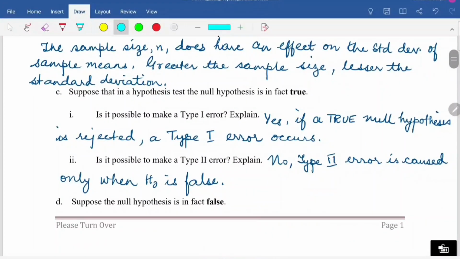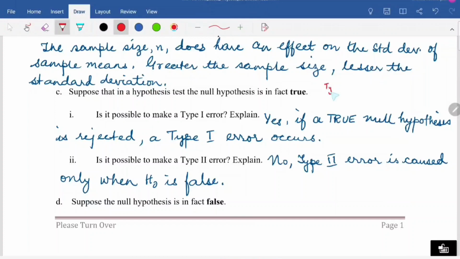All right, so part C is a question on hypothesis testing and the error types that we learned about. It says, suppose that in a hypothesis test, the null hypothesis is in fact true. Is it possible to make a type 1 error? Explain. So what is a type 1 error?